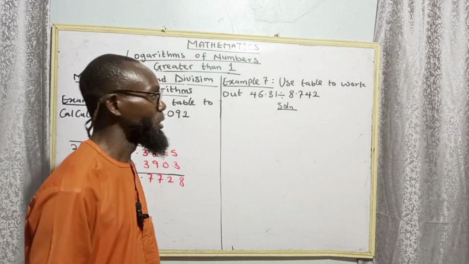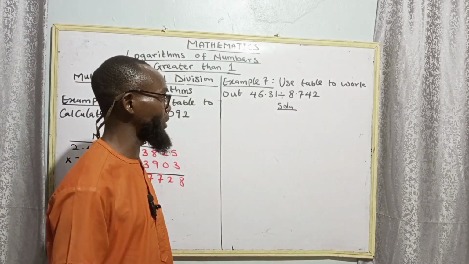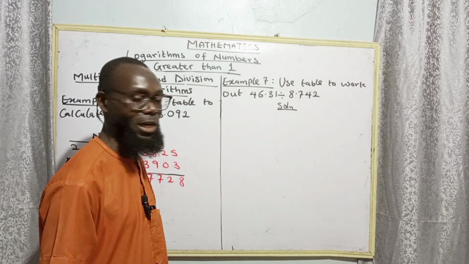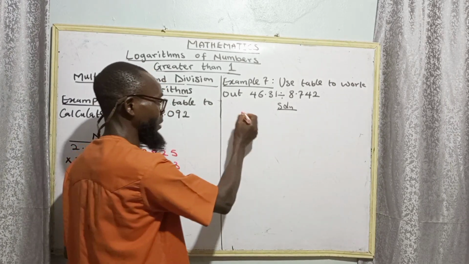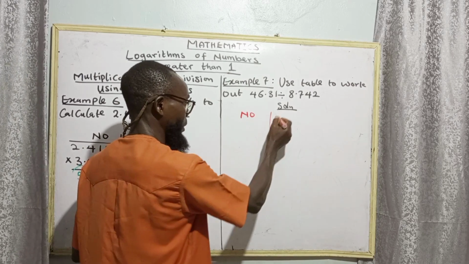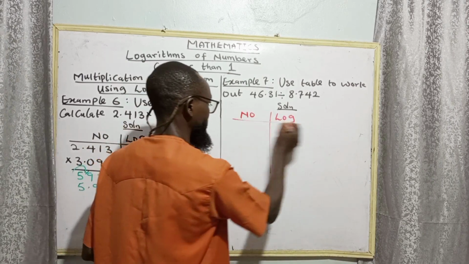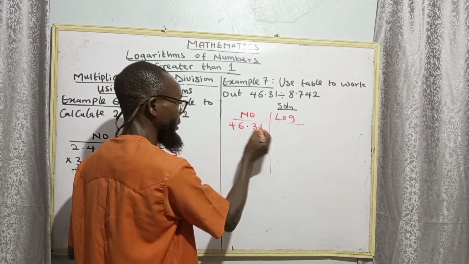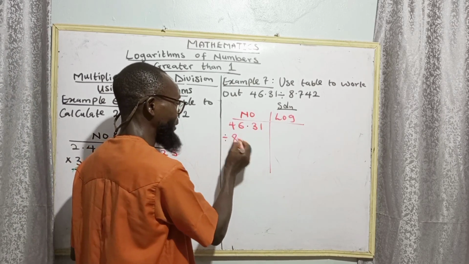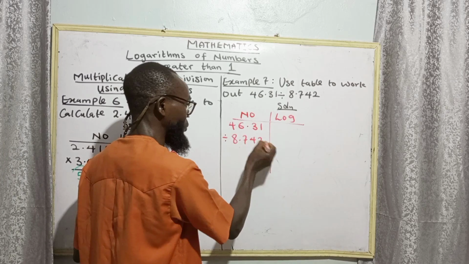Example 7. Use table to work out 46.31 divided by 8.742. We have number, log. We have 46.31 divided by 8.742.